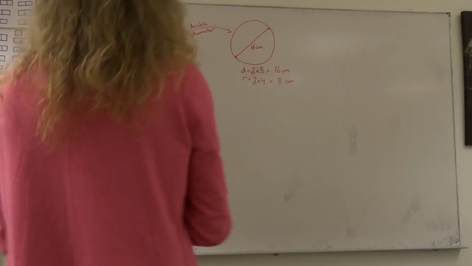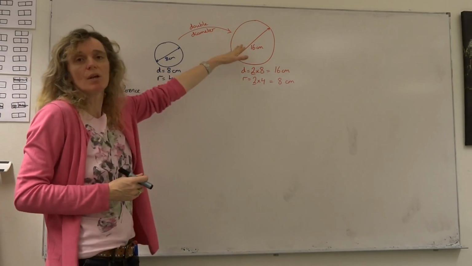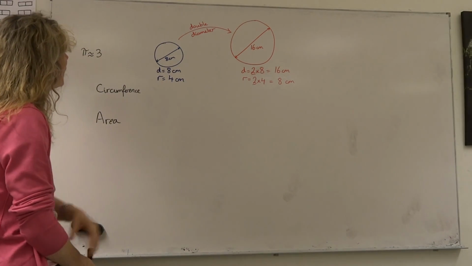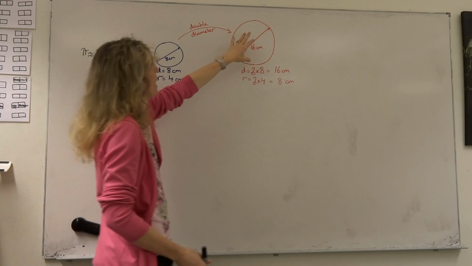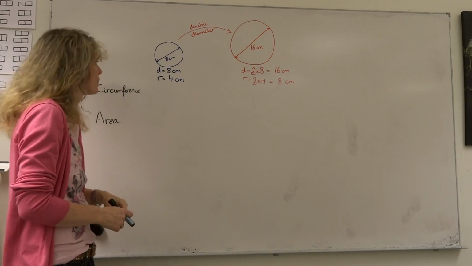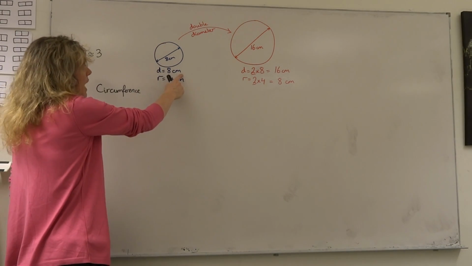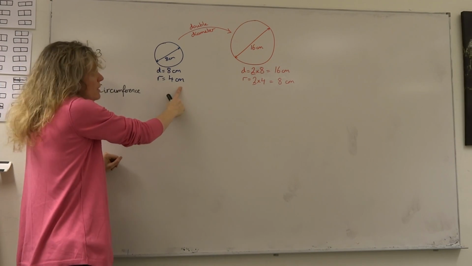Okay, we're going to have a look at what happens to the circumference and to the area when we do something simple like doubling the diameter of a circle. Here we have a circle that's 8 centimeters in diameter, and here we have a circle that has double the diameter, it's 16 centimeters. So what we can say about this circle is that the diameter is 8 centimeters, the radius is half the diameter, which is 4 centimeters.